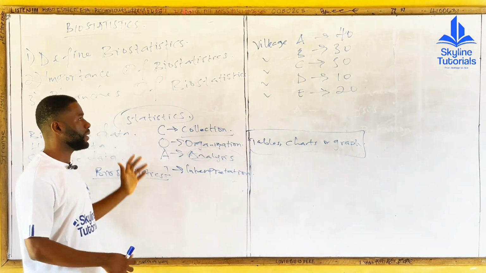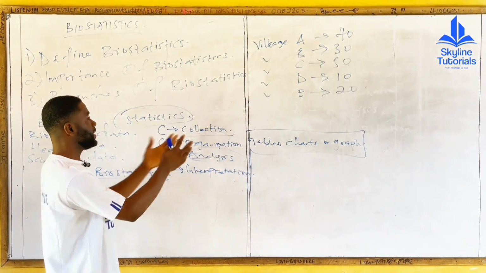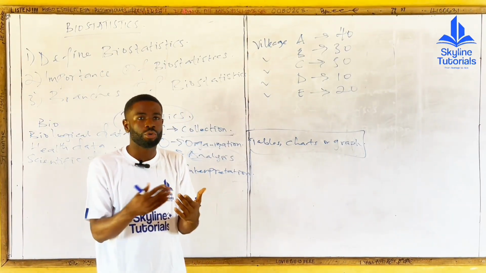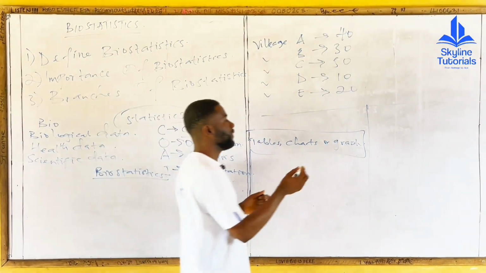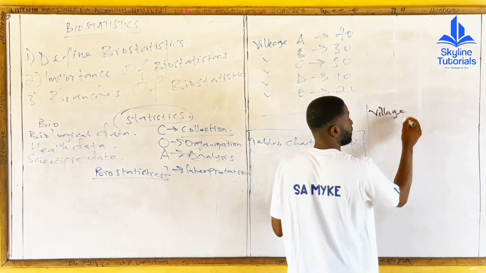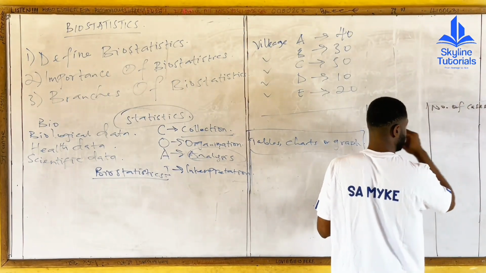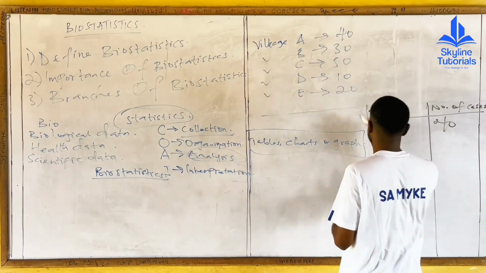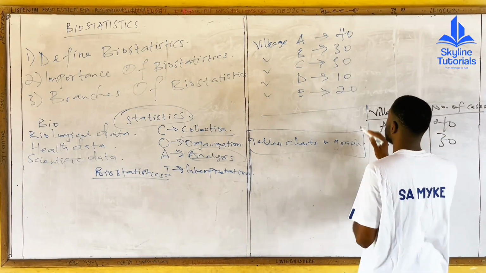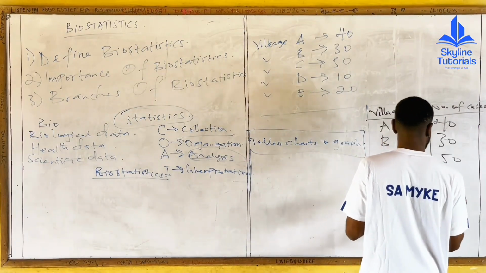Remember, we said that it is the use of statistical methods. So let us see how we can apply these statistical methods in making this collected data usable for research purposes. This data can be represented in a tabular form. I have village and I have number of cases. So village A had 40 cases, village B had 30 cases, C 50, D 10, and E 20.